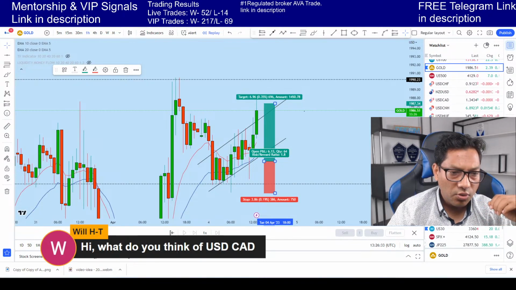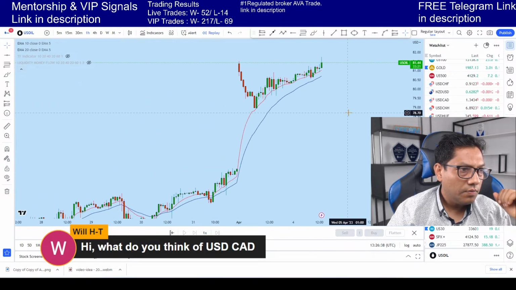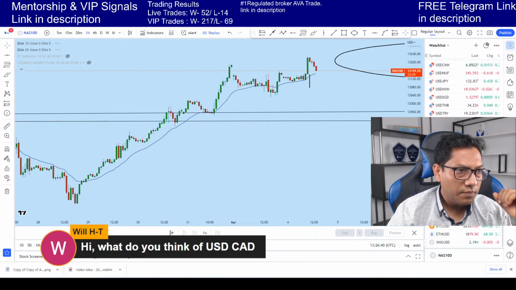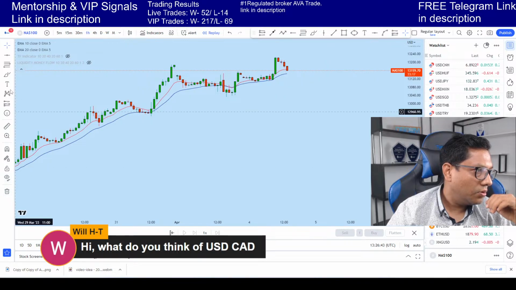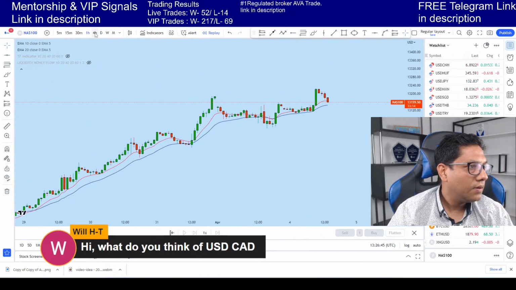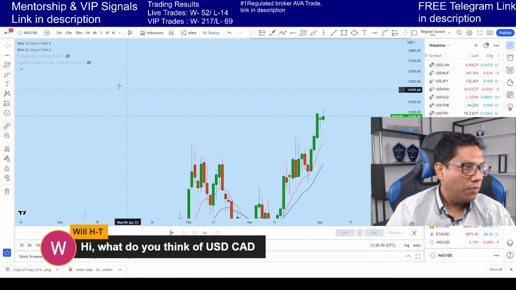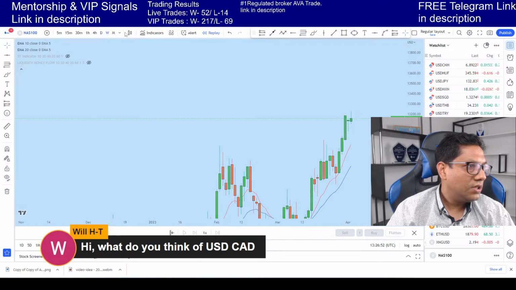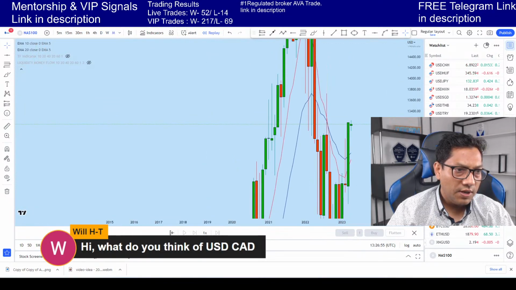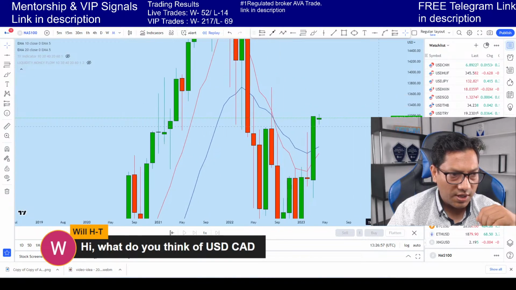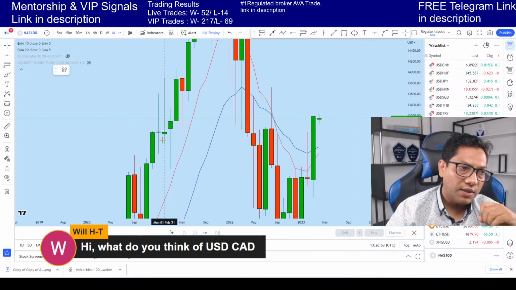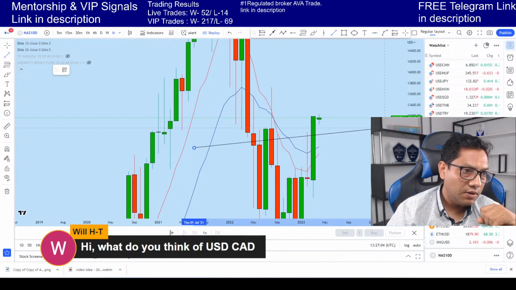Okay, so let's look at indices now. We'll be looking at NASDAQ. From the monthly perspective, I'll do a full analysis on NASDAQ. You can see this is the resistance zone here on NASDAQ.